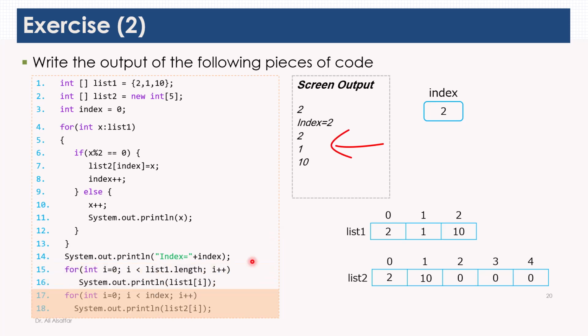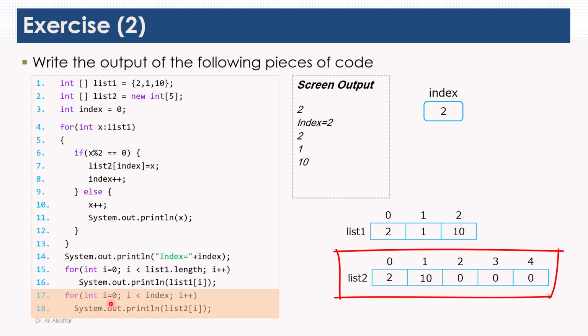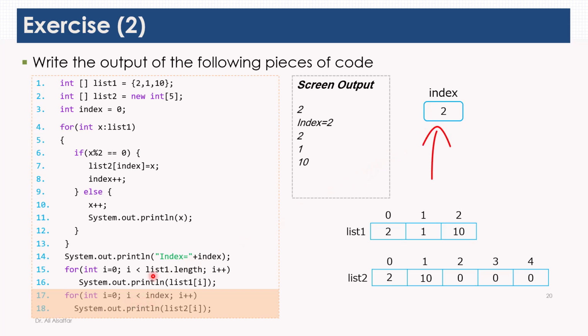In line 17, we are processing list 2 by the for loop. But i, as an index, is not going until the end of list 2. It is depending on index. So i is first 0, and since it is less than index and index is 2, so the values of i will be 0 and 1 only. So what will be printed on the output screen? Only the first 2 elements of list 2. And this is the output.